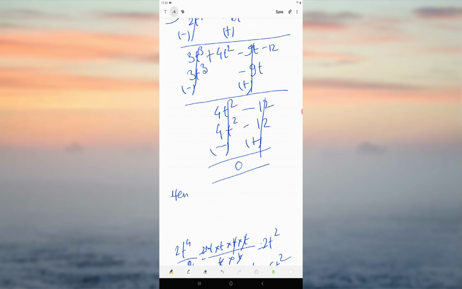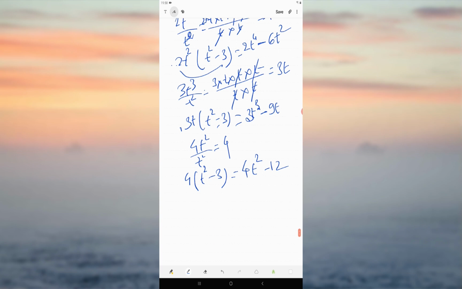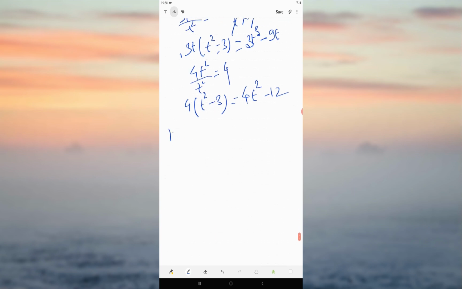Hence t² minus 3 is a factor of 2t⁴ plus 3t³ minus 2t² minus 90 minus 12. Very simple.